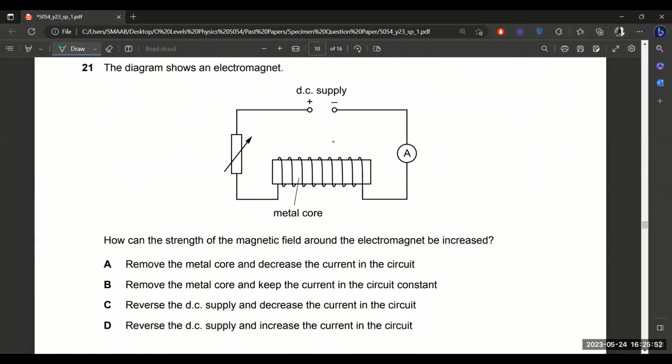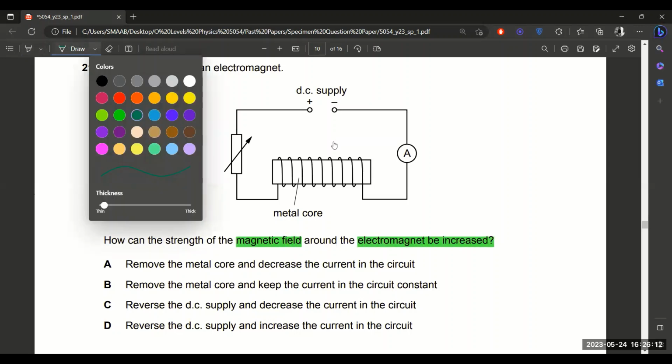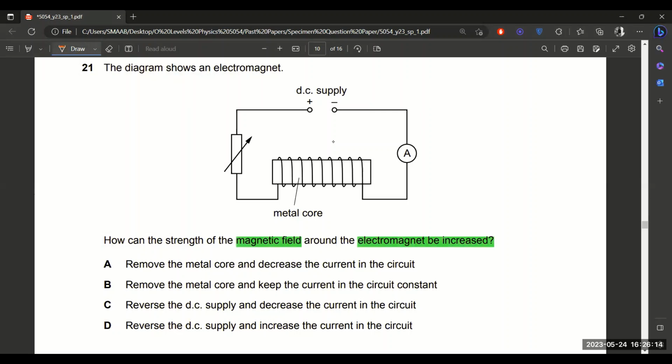Question number 21 says that the diagram shows an electromagnet. How can the strength of the magnetic force around the electromagnet be increased? So we need to increase the magnetic field around the electromagnet. To increase the strength around the electromagnet, let's check out the factors: remove the metal core and decrease.